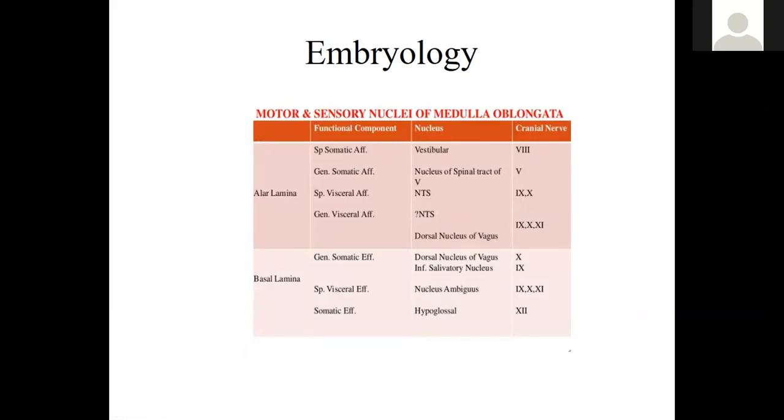So here we see exactly which cranial nuclei originate from the alar lamina and the basal lamina. We see the alar lamina gives the vestibular nuclei, the nucleus of the spinal tract of the trigeminal nerve, the dorsal nucleus of the vagus nerve, and the basal lamina of the embryonic cerebral vesicle will give the dorsal nucleus of the vagus nerve, the inferior salivatory nucleus, nucleus ambiguus, and the hypoglossal nuclei, which both will give the cranial nerves that we know in the adult.